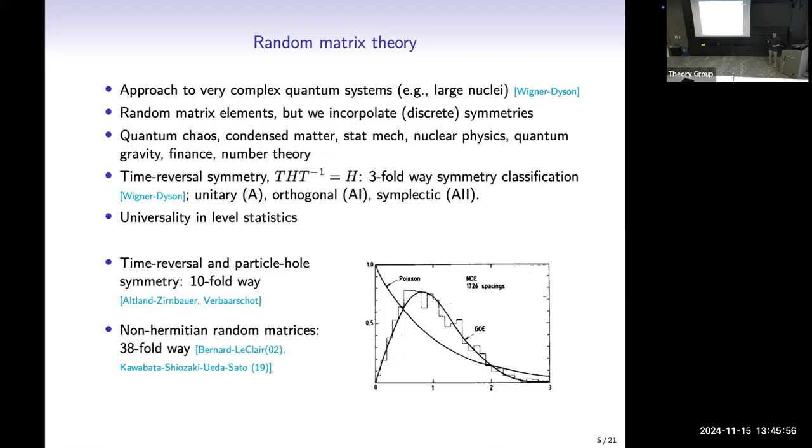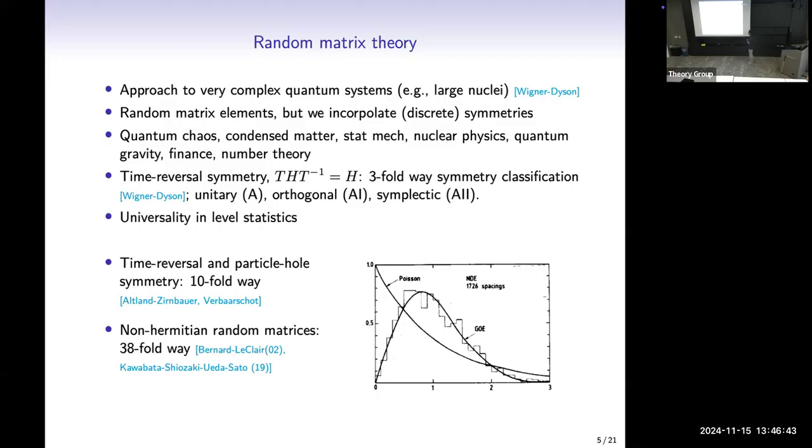So based on the type of time reversal symmetry, we can classify different kinds of random matrix ensembles. And then we define symmetry classes. In the case of Wigner and Dyson, there are three symmetry classes. And each class is characterized by various universal properties. Among the most interesting is the universality in the level statistics. For example, this is a famous plot which shows the level correlation function of random matrix theory, which is this curve. And this histogram is from data taken from experiments on large nuclei.